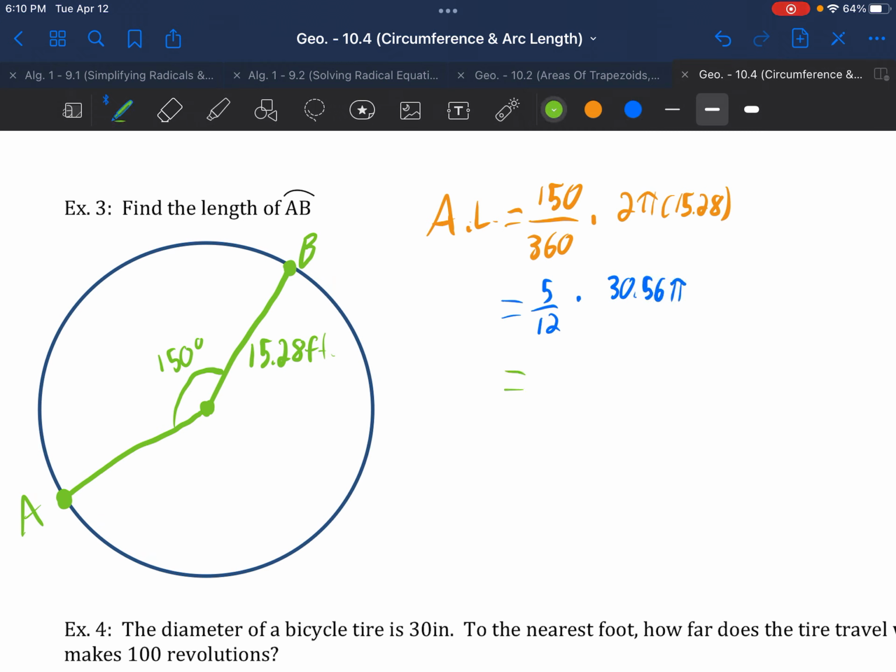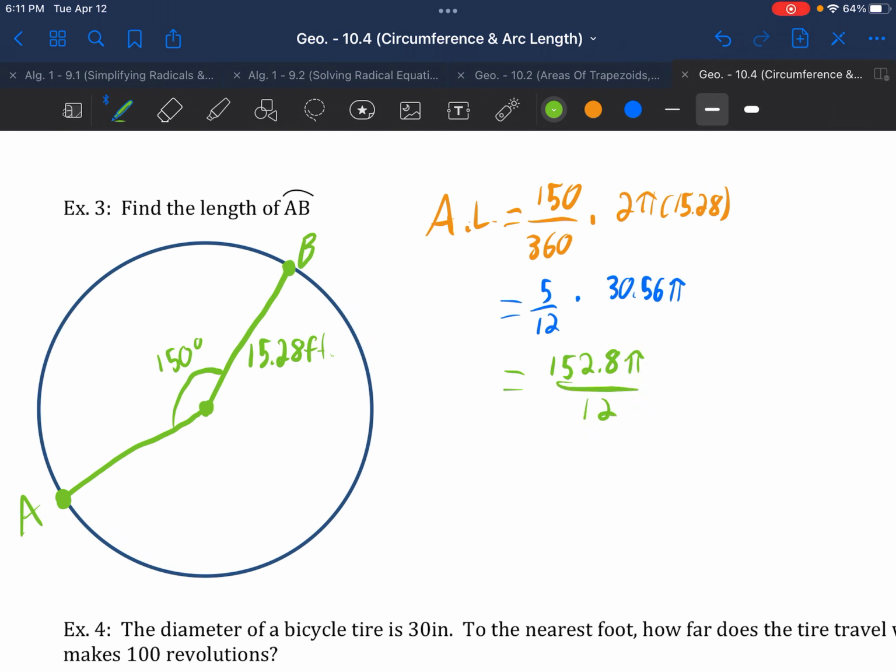As we multiply those together, the best this decimal simplifies to, without really getting very messy, is 152.8 pi over 12. That's just taking the 5 times the 30.56, excuse me. And so that would be the exact answer in feet. If you want the approximate, round to the nearest whole number rather, it would be 40 feet.